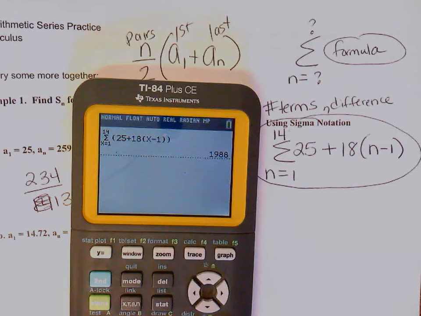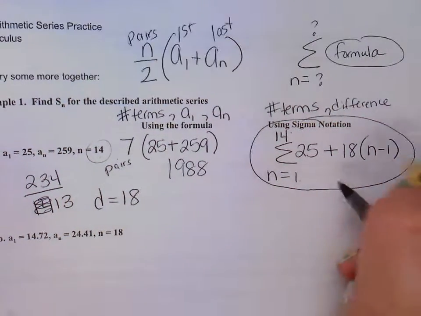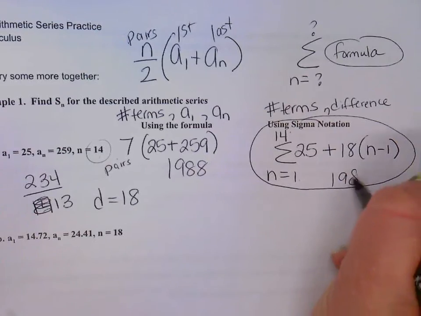Does anyone need me to look at their calculator because it didn't come out correctly? It's probably a parentheses or a minus sign as a multiplication negative sign or something. You all got it? 1988? All right, why don't you try the next one? Try 1B for a minute.